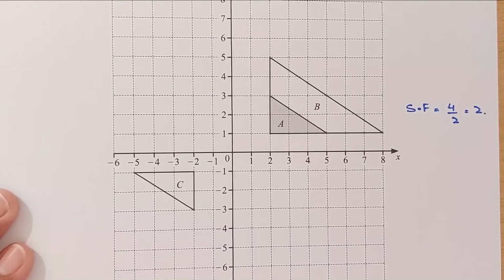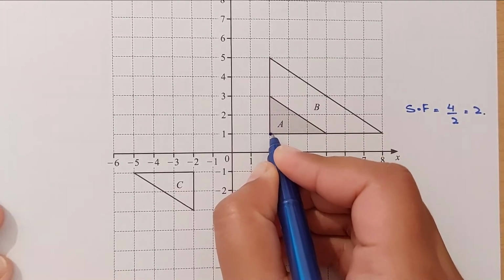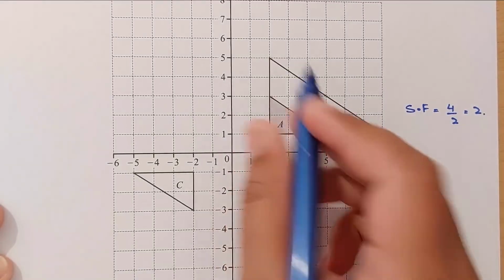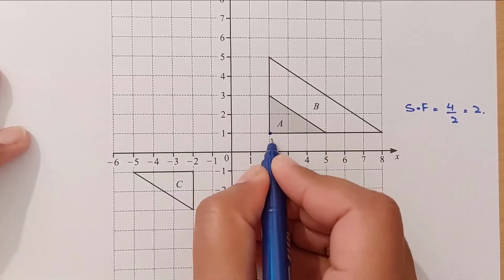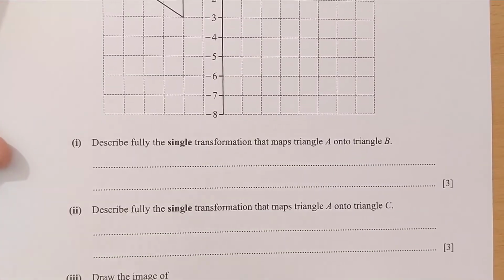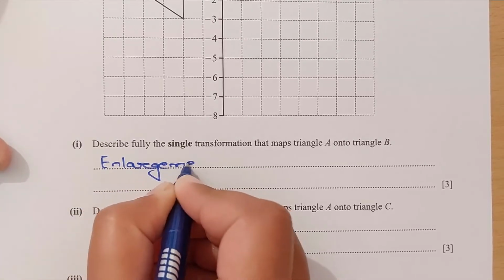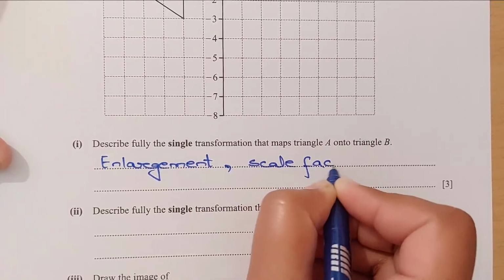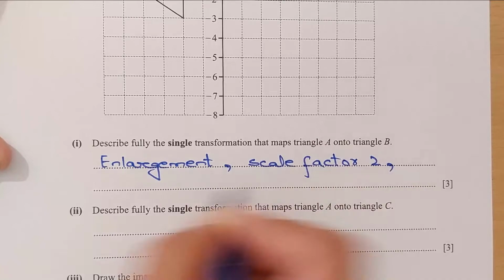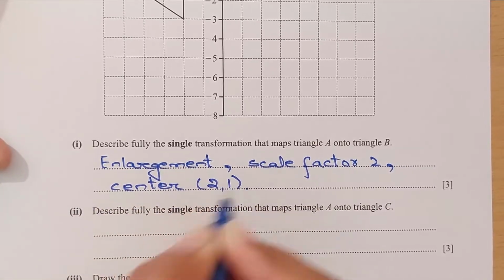Okay, and we need to find the center of enlargement. To find the center, this point is obviously the center because this point is the same and the rest of the 2 points are different. So (2, 1) is the center, right? This is the center of enlargement. So it is an enlargement with a scale factor of 2, and the center of enlargement is (2, 1), right?